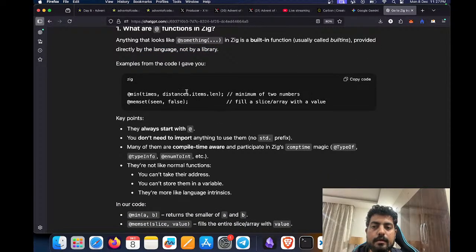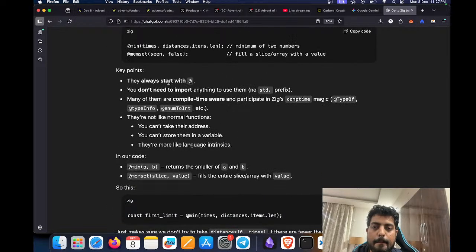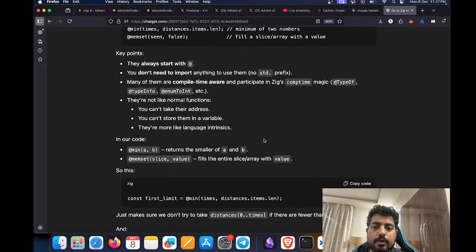So it's kind of a standard library. Obviously, we are importing @import standard, so it is a standard thing here. Minimum of two numbers, and then memset fills an array with a value. They start with @. You don't need to import anything to use them. No standard dot prefix. Okay.